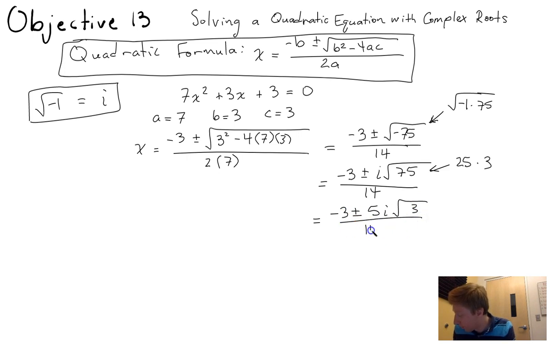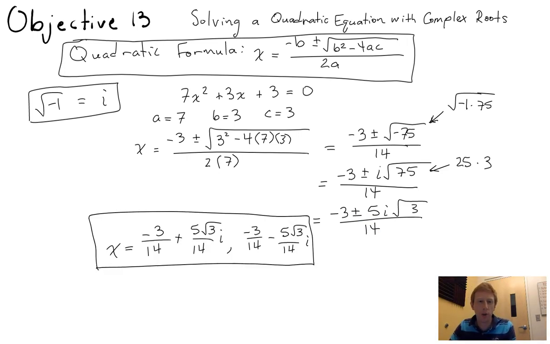Divided by 14. And now, they want you to write your answers like this. x equals negative 3 over 14 plus 5 square root of 3 over 14 times i, and then your other answer is negative 3 over 14 minus 5 square root of 3 over 14 times i. The i makes these answers complex. That's how you use the quadratic formula to find complex roots. Remember, the answers will only be complex if the part inside the square root is negative. Complex roots imply that the graph never actually crosses the x-axis, so there are no real roots.